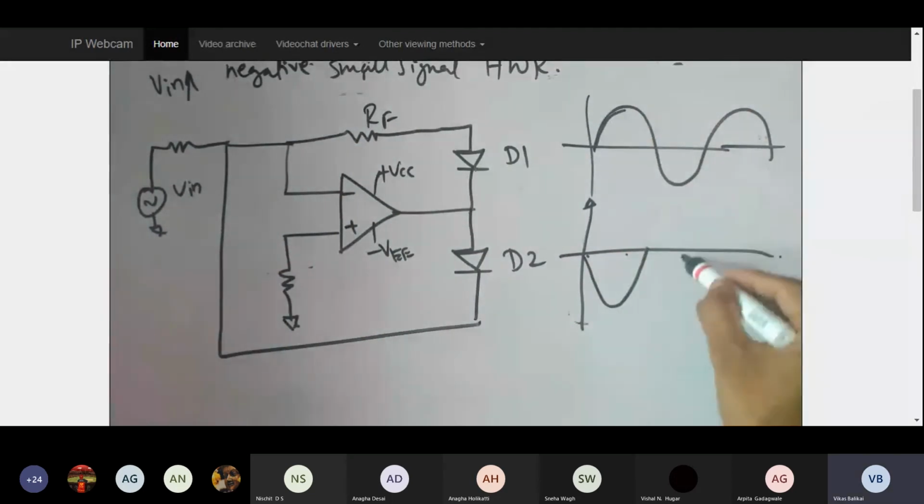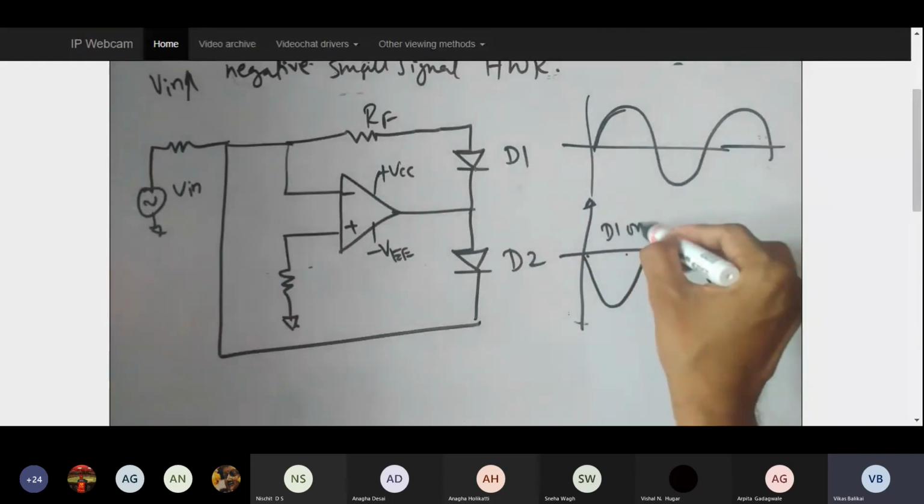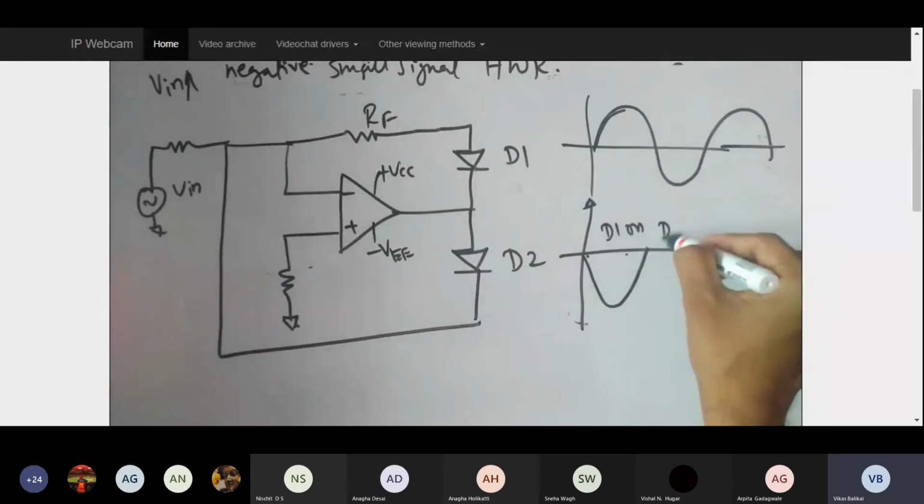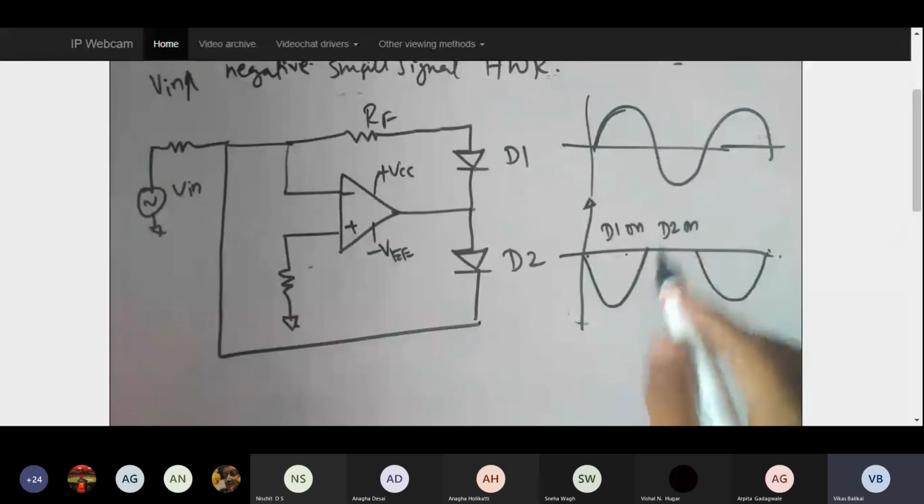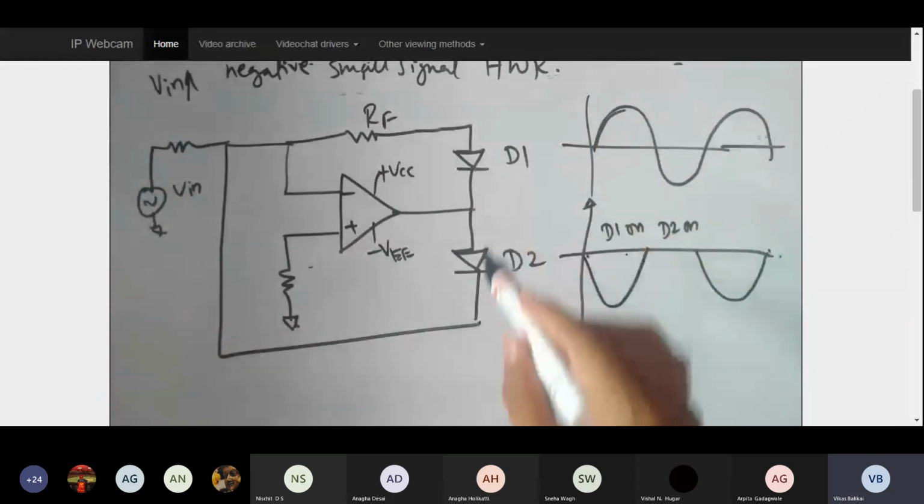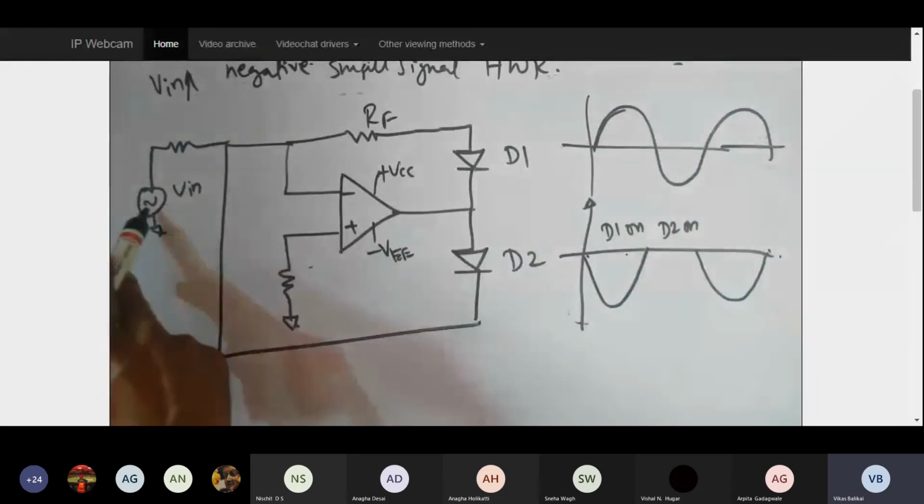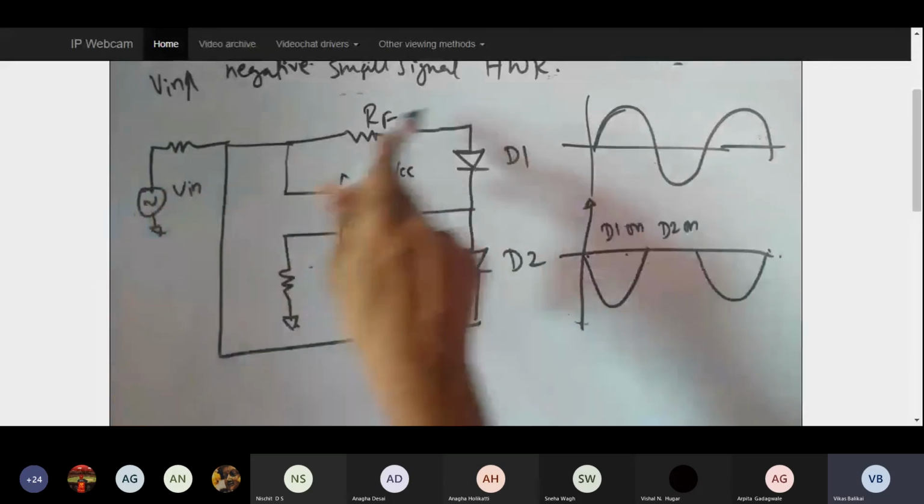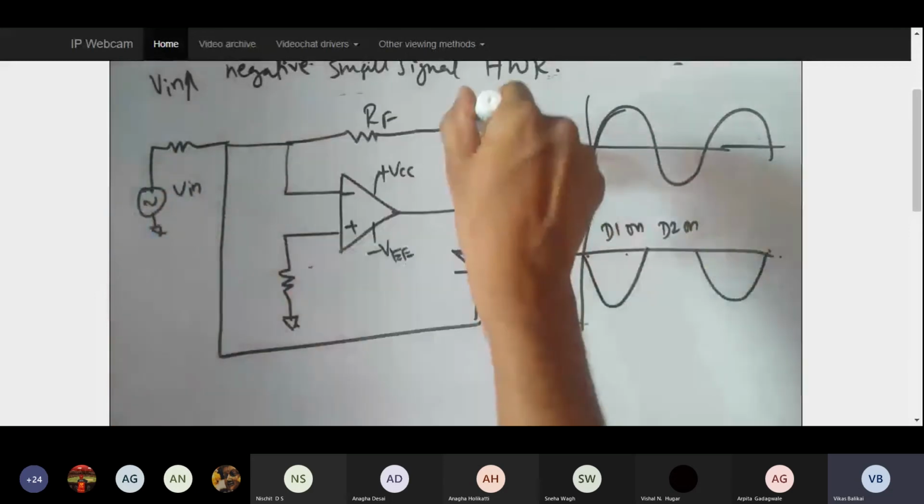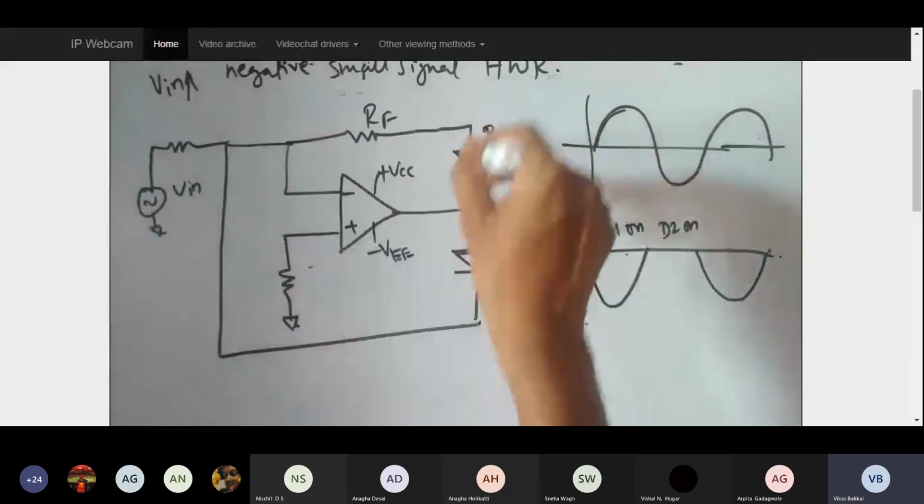Which diode is on and which diode is off? So I'll say this as diode D1 on and here D2 on. So when D1 is on, how is D1 on? When input is positive half cycle, this path is at the positive potential, this P is at highest potential, so diode D1 is on.